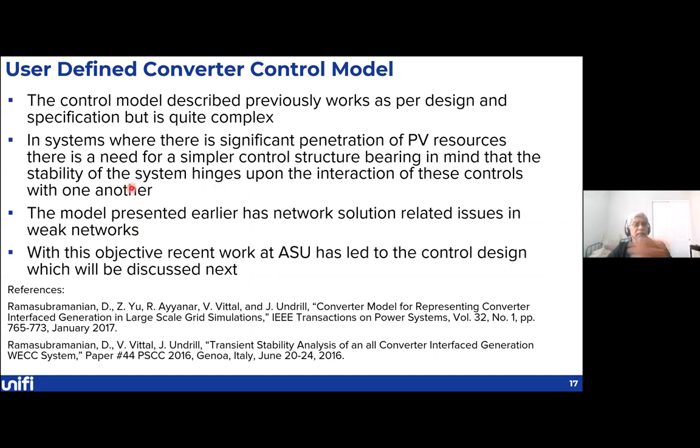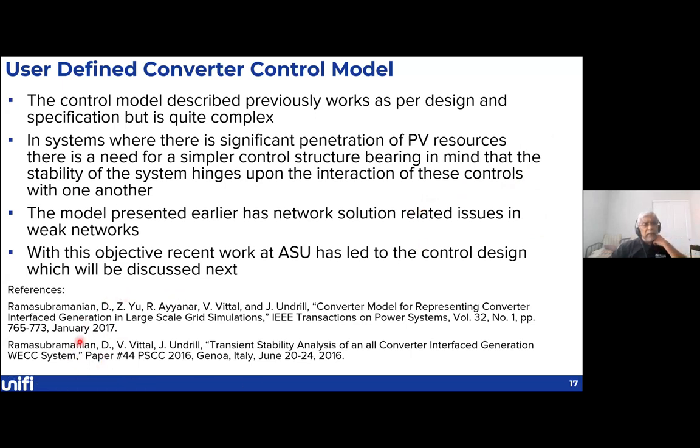So coming to how this work evolved, the control model that I described previously works very well as per design and specifications, but it is quite complex. You notice the fairly elaborate control block. In systems where there is going to be significant penetration of PV resources, there was a need for a simpler control structure, bearing in mind that the stability of the system hinges upon the interaction of these controls with one another. This model that I talked about earlier also does have problems with network solution during time domain simulation, in cases where the electrical network is weak. So with this objective in mind, our group at Arizona State University worked upon the development of a model, which I will discuss next.